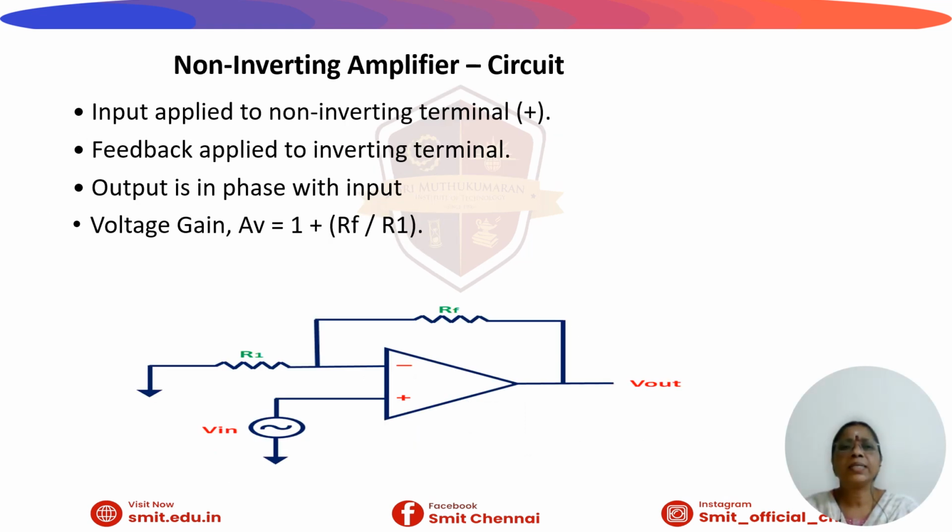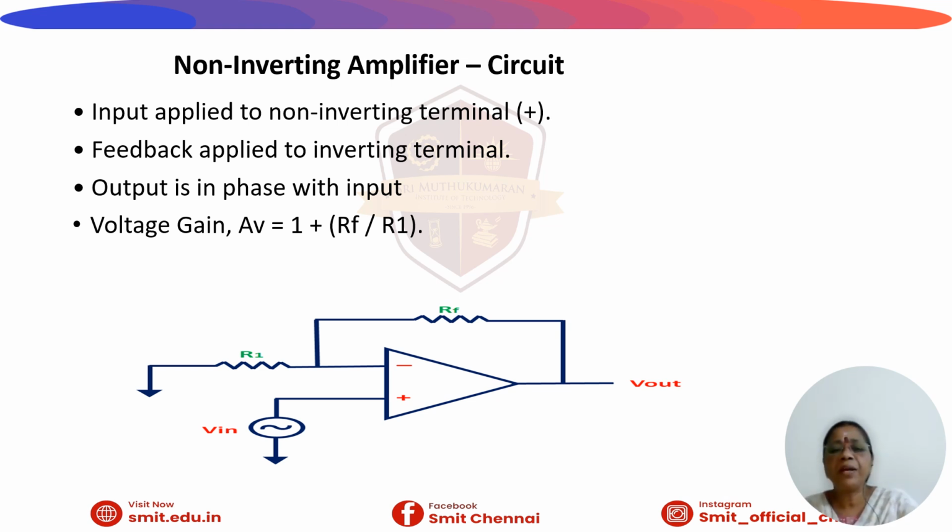Now we will discuss the features of the non-inverting op-amp. In the non-inverting operational amplifier configuration, the input signal is supplied directly to the non-inverting input terminal. This produces an output that is in phase with the input signal. It means that there is no phase shift, or 0 degrees, between the input and output.